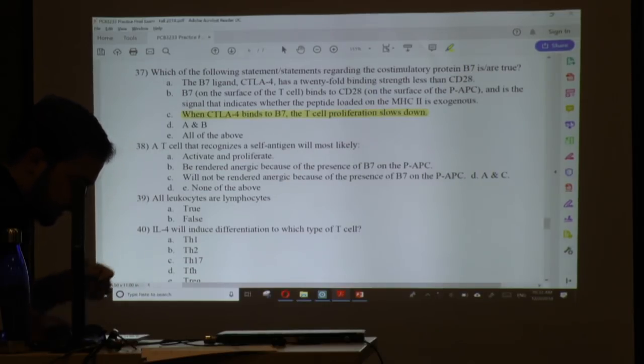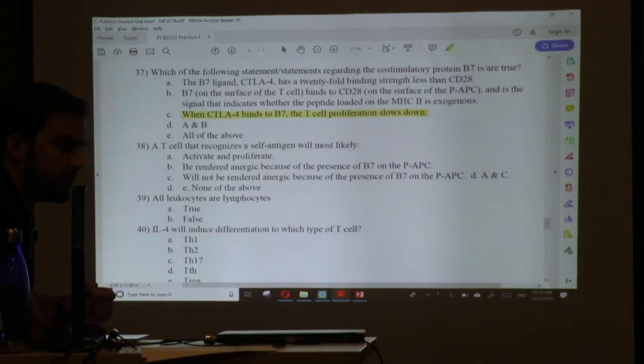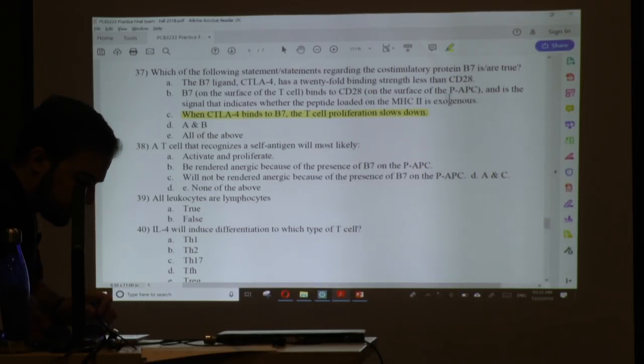Just to make it a little faster. A is not true because CTLA4 has a 20-fold binding strength more than CD28, and this one says less. And then B is wrong because B7 is not on the surface of the T cell, it is on the surface of the dendritic cell, and then CD28 is on the surface of the T cell, not of the APC.